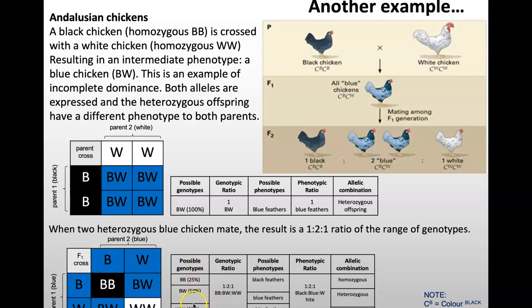All right, so here we've got some more cutting off, I think. Possible genotypes will be WW 25%. This section here says white feathers, and then the one that we're missing down the bottom here is homozygous.